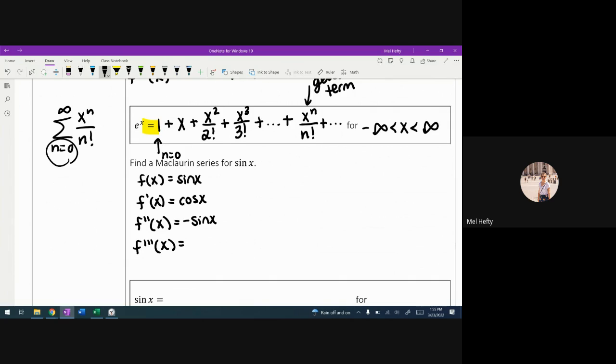What's the derivative of negative sine x? Negative cosine x. Now, Rashad was saying this cycles. He is completely right, because what's the derivative of negative cosine x? Positive sine x. All right, what value will I be plugging in for my center? 0. How do you know? Maclaurin.